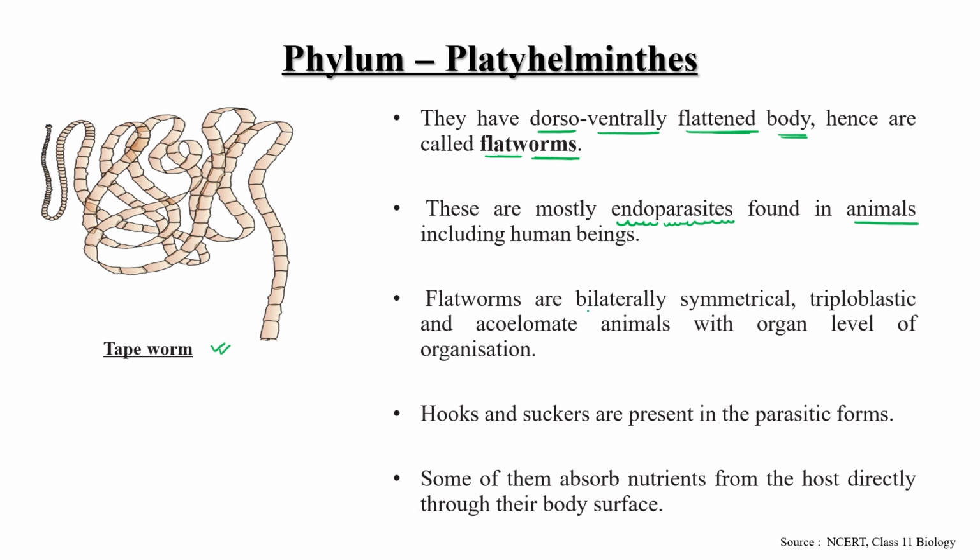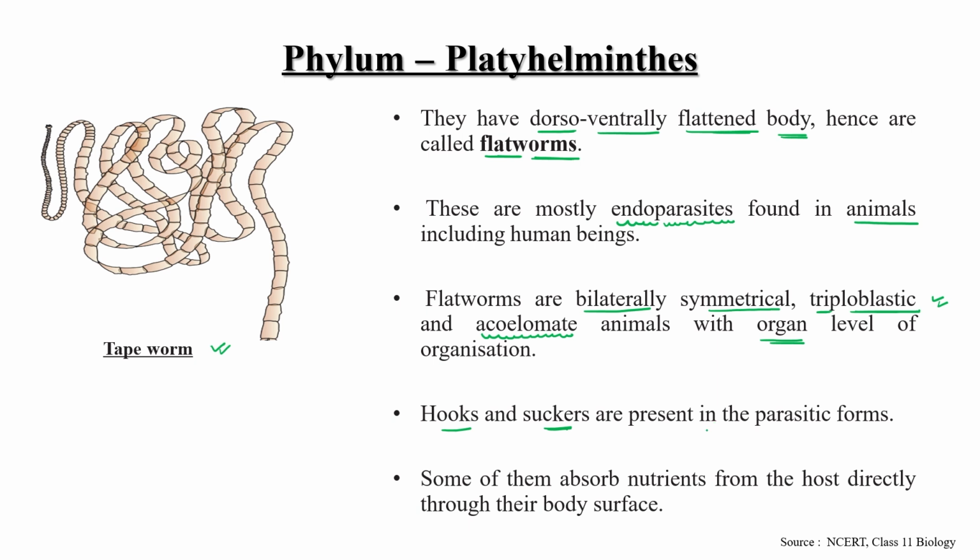They have bilateral symmetry, and from now onwards, triploblastic. They have all 3 layers: ecto, meso and endo. That's why it is written over here triploblastic. And acoelomates, they don't have coelom. Acoelomatic animals with organ level of organization. They have hooks, they have suckers. These are present in their parasitic form.